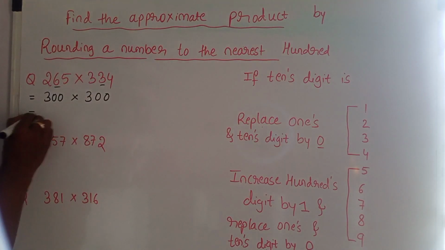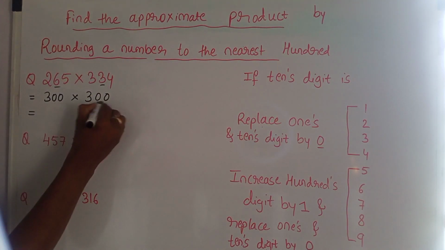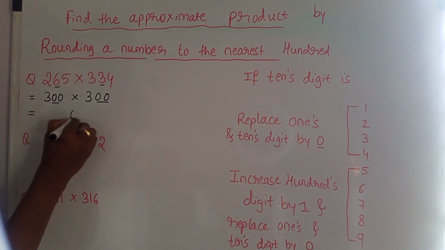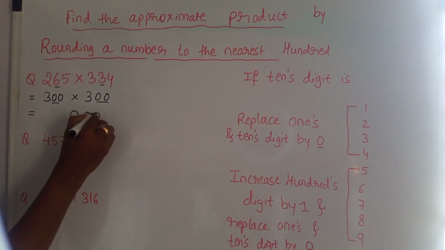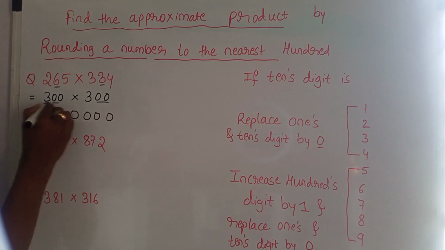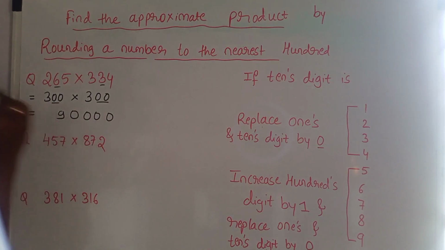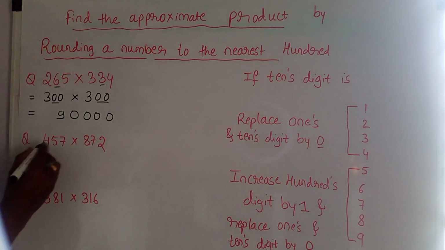Therefore, 300. As 4 zeros are here, 2 zeros, 2 zeros, the 4 zeros we have to write. Now 3 3s are 9. That is 90,000 is the answer for this question.